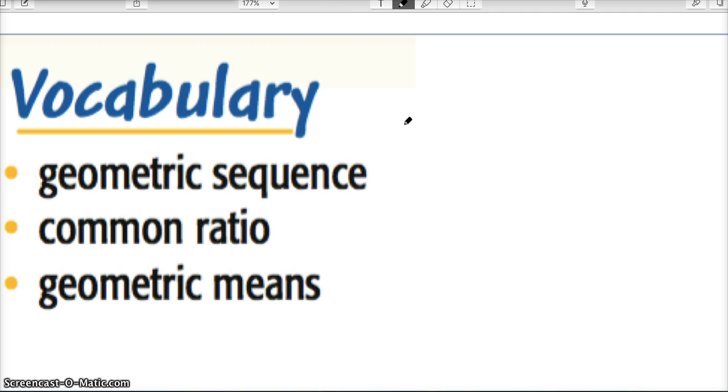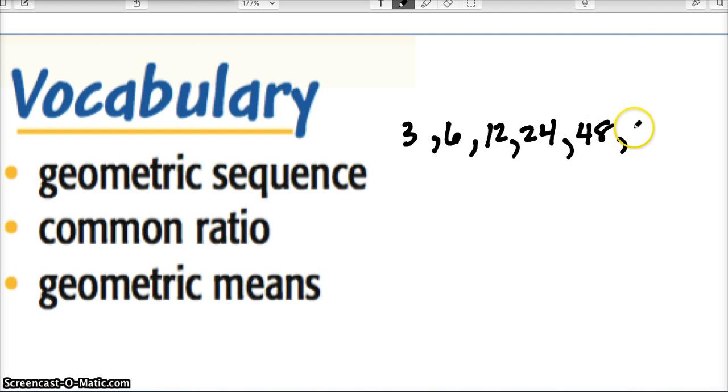Let's say I start with the number 3, then I multiply 3 by 2. That gives me 6. But I'm going to continue multiplying by 2. So 3 times 2 is 6, and 6 times 2 is 12, and 12 times 2 is 24, and 24 times 2 is 48, and 48 times 2 is 96. And of course, I can keep going. This is a geometric sequence.